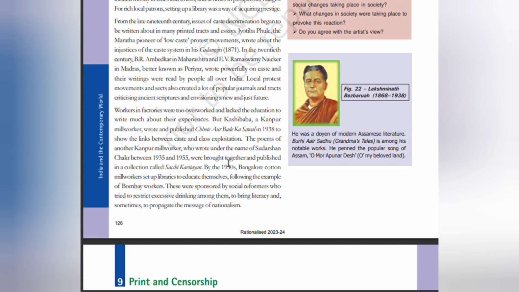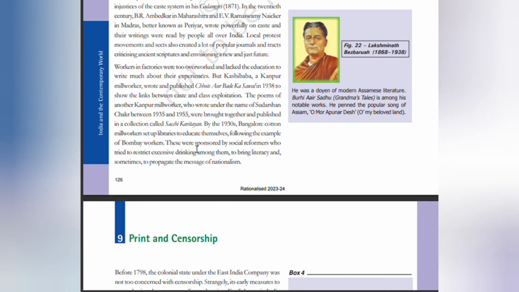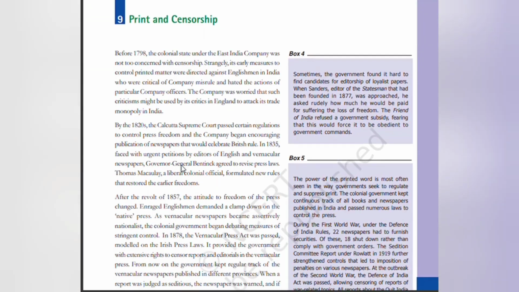By the 1930s, Bangalore cotton mill workers set up libraries to educate themselves, following the example of Bombay workers. This was sponsored by social reformers who tried to restrict excessive drinking among them, to bring literacy and sometimes to propagate the message of nationalism.